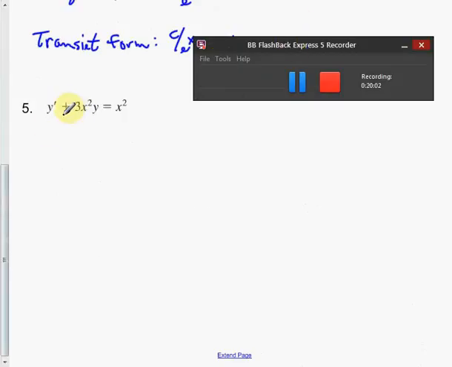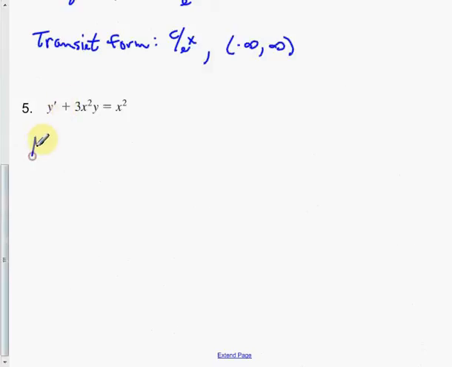So here, it's in the form, so your integrating factor would be e to the integral of 3x squared dx. So that gives us e to the 3x squared plus 1, so 3x to the third divided by 3. So we just get e to the x to the third.